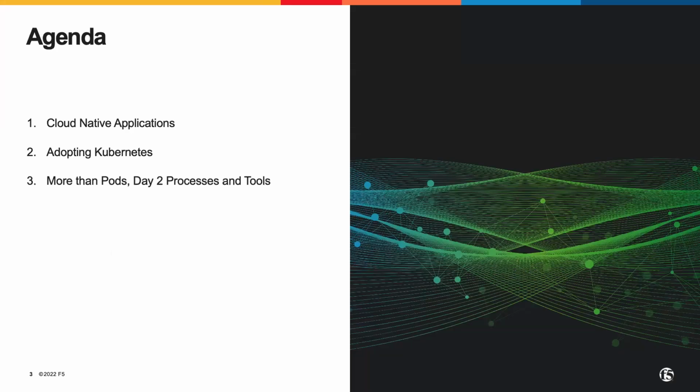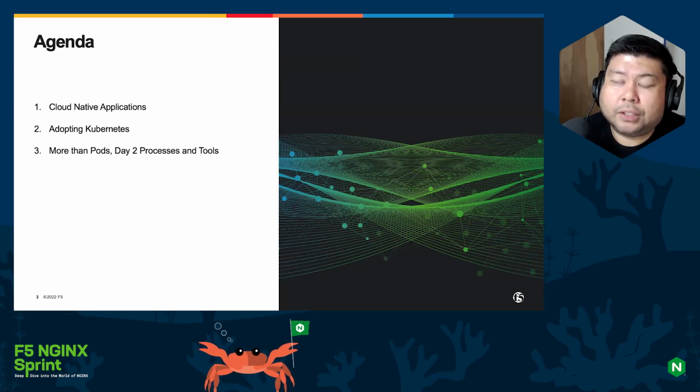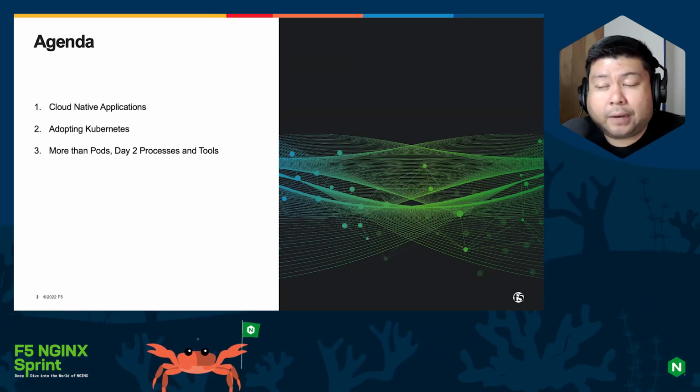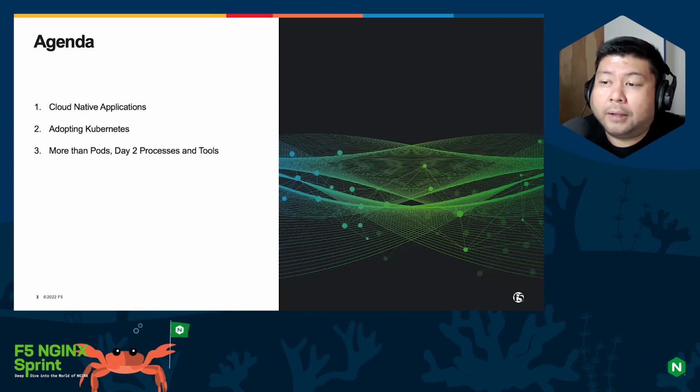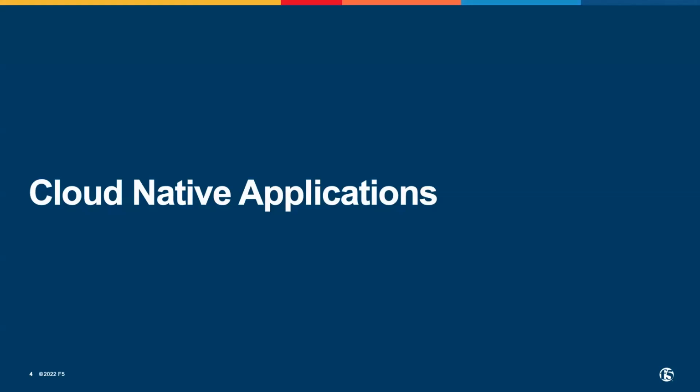This talk is going to cover adopting Kubernetes, but before we talk about adopting Kubernetes, we need to first define cloud-native applications and cloud-native. Next, after that, we'll talk about adopting Kubernetes. Then we'll go into how do we optimize our processes and what tools can we use to optimize. So that's the last section of the agenda, and that's more than pods. First, let's talk about cloud-native applications.